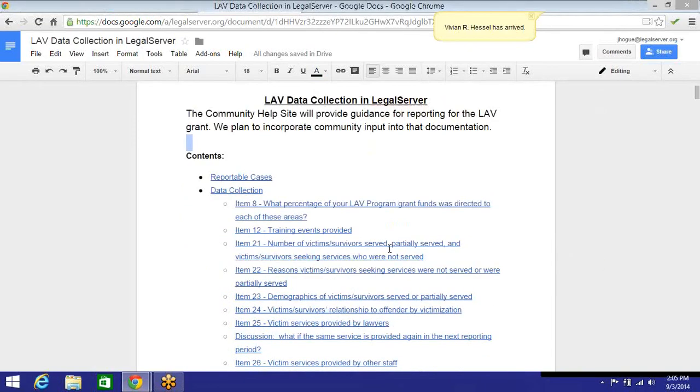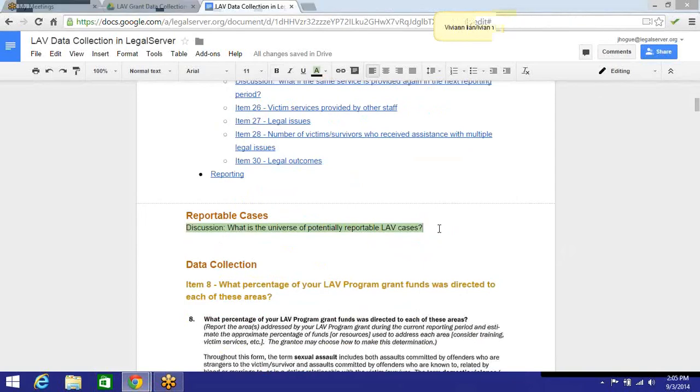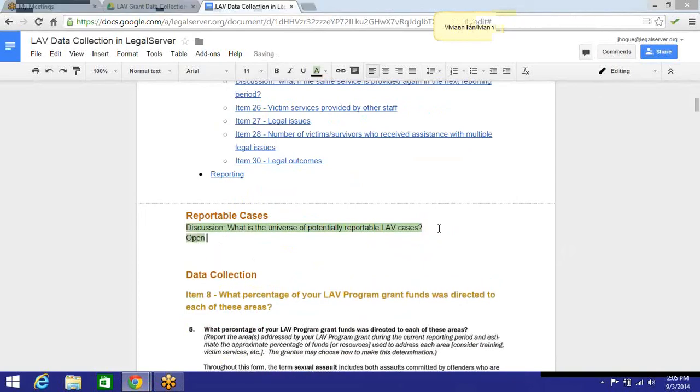The first question that we have for any complicated grant is, what is the universe of potentially reportable cases? And it looks to me that what most folks are doing is reporting on open cases. Is that right? That's right. And cases closed during the reporting period.